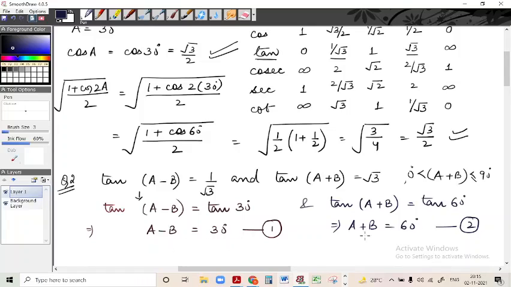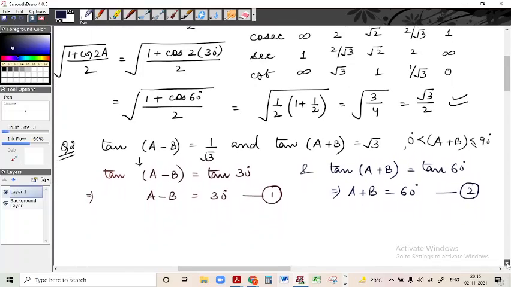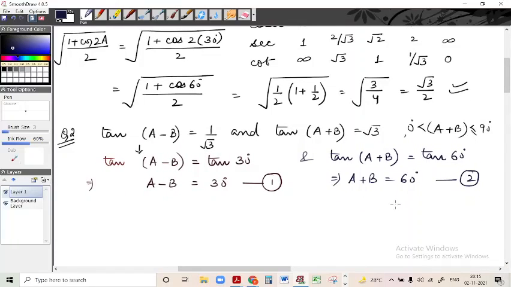Now we have two linear equations of two variables. So we have to solve, and this can be solved in any ways, either by elimination or by cross multiplication or by substitution. So I am going to use elimination method.